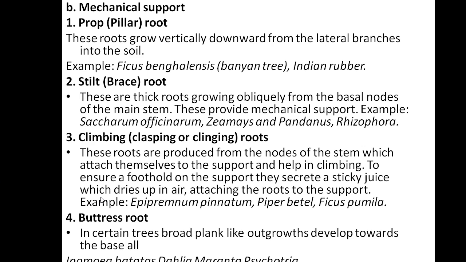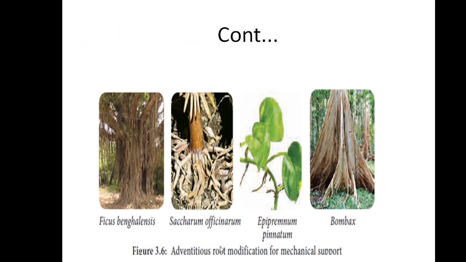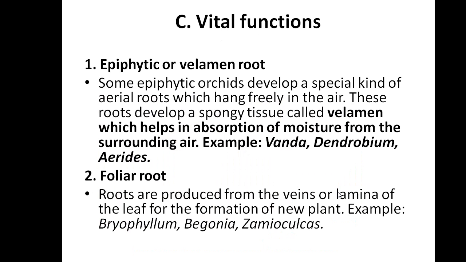Next, buttress root means in certain trees a broad plank-like outgrowth is developed towards the base. Examples: Ipomoea, Bombax, Dahlia, Maranta and Psychotria. So if you take this plant, it gives a broad plank-like outgrowth, somewhat flattened and very broad, which takes place towards the down, giving heavy support to the plant.